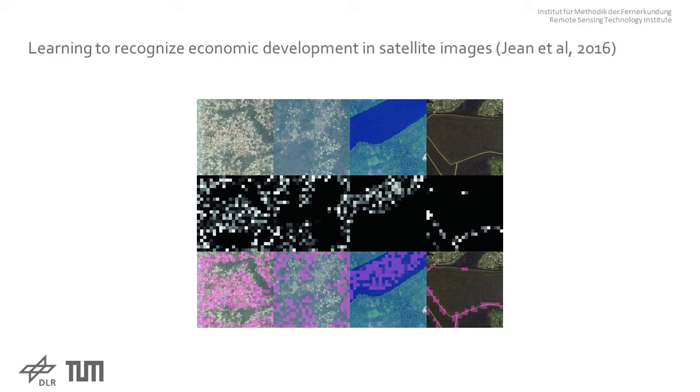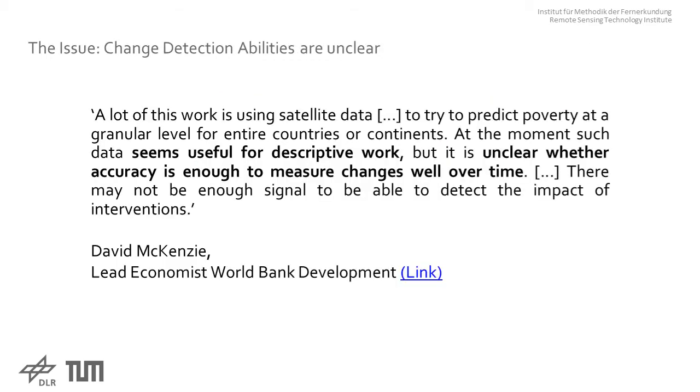So you can train a neural network to find these features and map the levels of poverty based on daytime images. There's, however, one problem with this, and I've brought a quote to underline this from David McKenzie, who's a lead economist at the World Bank.